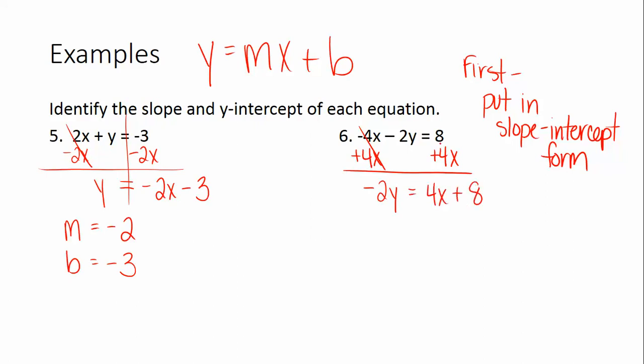Again, I can't combine these two terms, and in slope-intercept form we like to have the x term first and then the y-intercept, or the constant, in the back. That's why I say 4x plus 8 instead of 8 plus 4x.